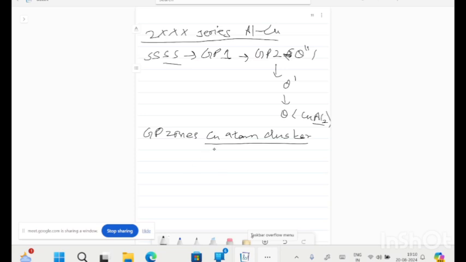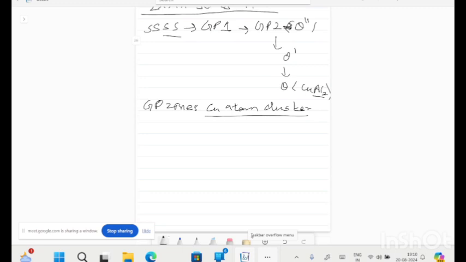Then after that, these copper atom clusters are surrounded by aluminum atoms and vacancies. So vacancy plays a role in the formation of precipitate, because due to the presence of vacancies, the diffusion rate will be high. So cluster formation will be easier, means the nucleation of the cluster will be easy.